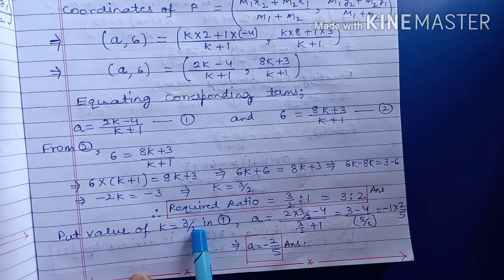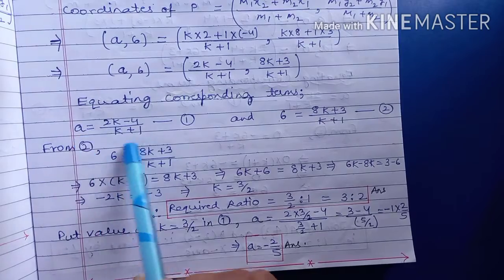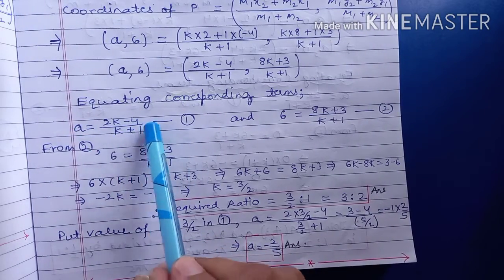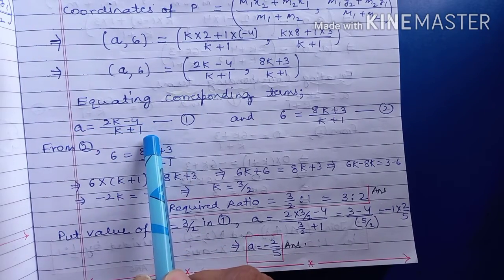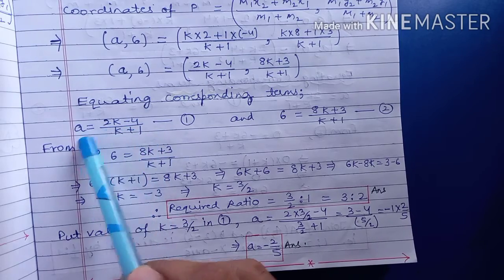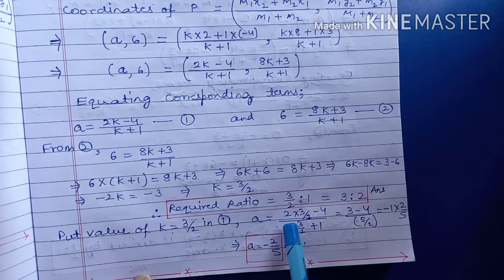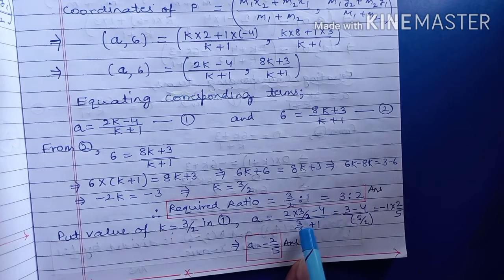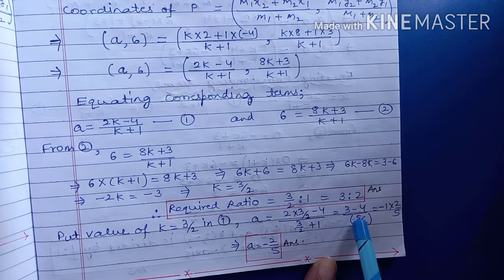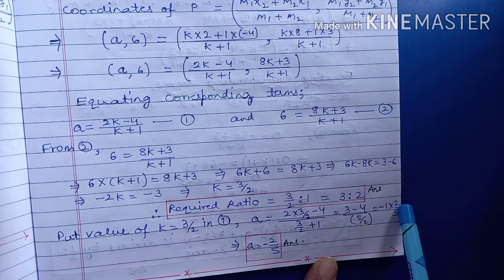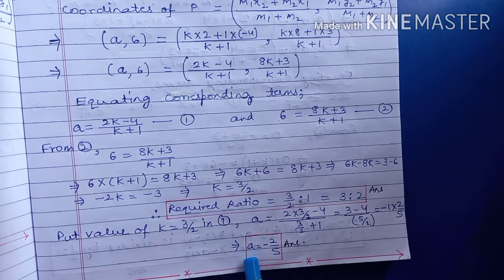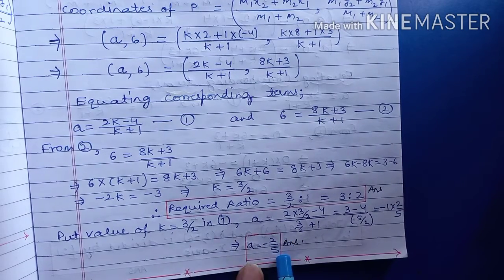So in order to find the value of A, we have equation number 1, A is equal to (2k minus 4) over (k plus 1). So we can put the value of k in equation number 1. So it is A is equal to (2 into 3 by 2 minus 4) over (3 by 2 plus 1). So 2 and 2 cancel. So it is (3 minus 4) over 5 by 2, because 3 by 2 plus 1, LCM 2, 3 plus 2 over 2, 5 by 2. It gets reversed, reciprocal. So minus 1 into 2 by 5. So the value of A is equal to minus 2 by 5.